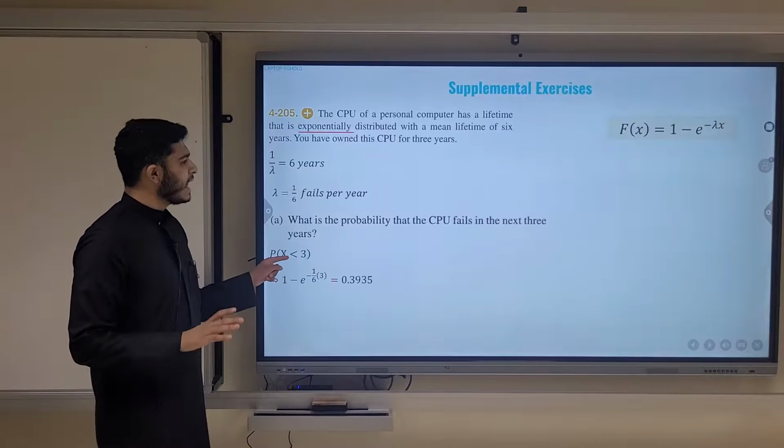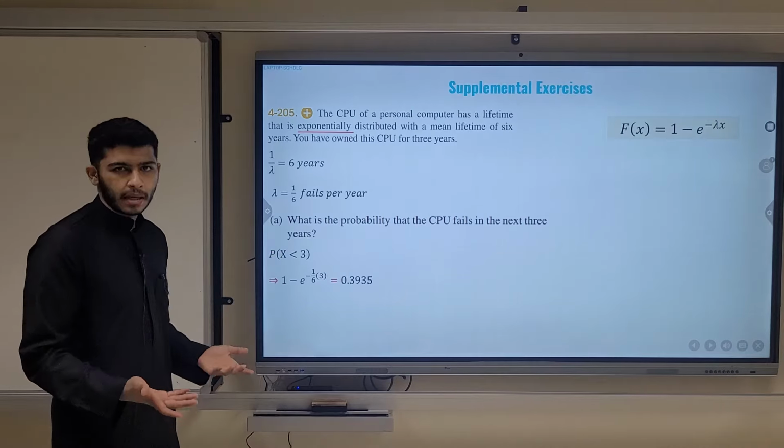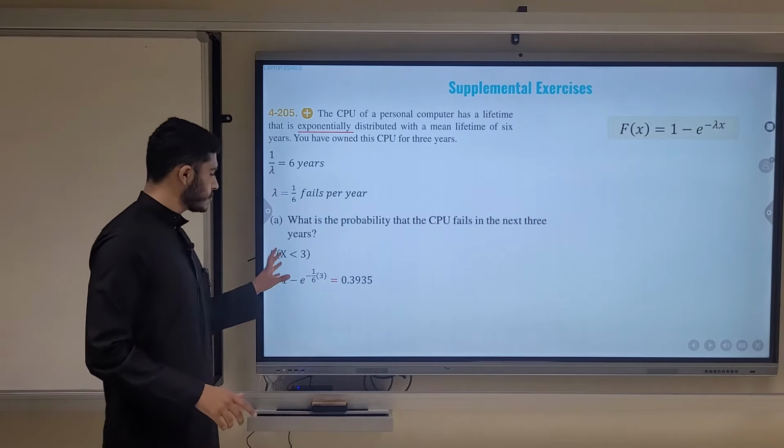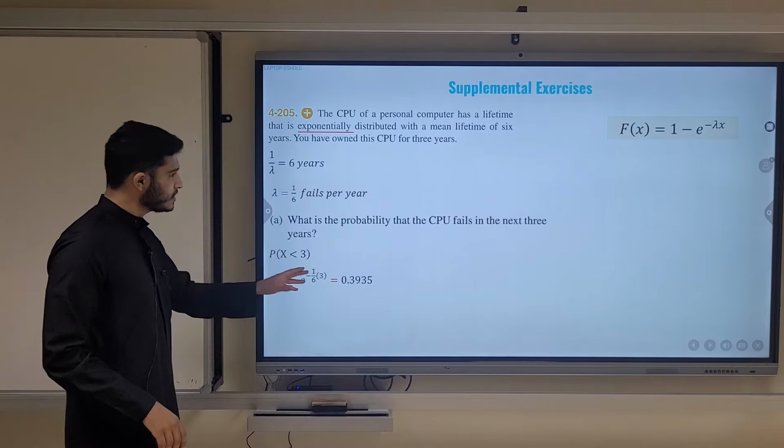I should maybe have put 3 x less than or equal to 3 here to be more accurate, but it still gives the same answer. Ask your doctor if it's accurate or not, I don't know. So this is the answer here.